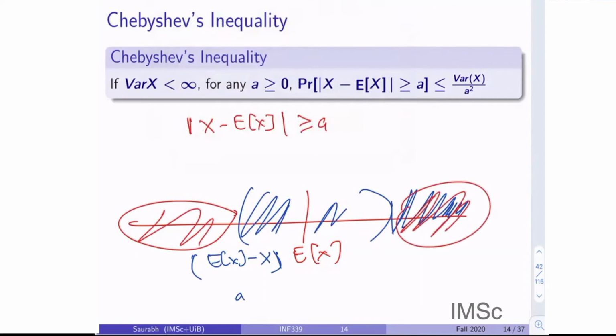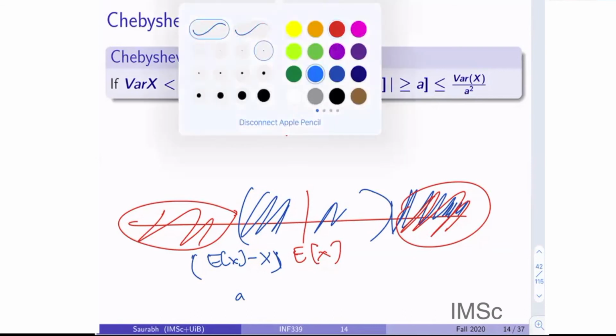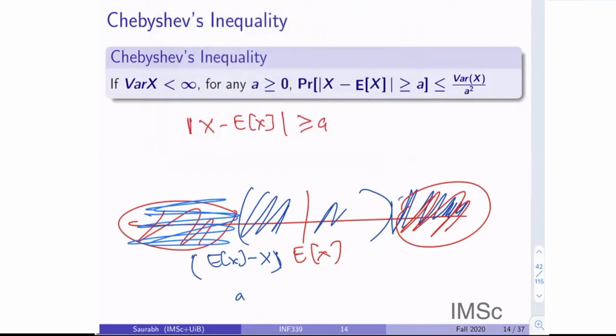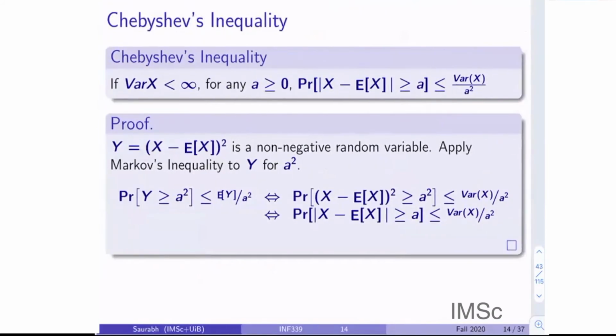So if you look at Markov, what did Markov say? Markov basically said what is the probability that you are here. But Chebyshev tells us the probability that x takes values here and x takes values here, not centered around its mean. It is less than or equal to the variance of x over a squared. And as I told you before, we are going to get this inequality by just applying the Markov inequality to a certain random variable. So what is the random variable we apply it to?